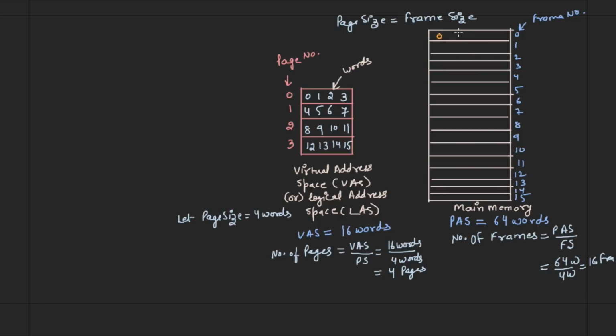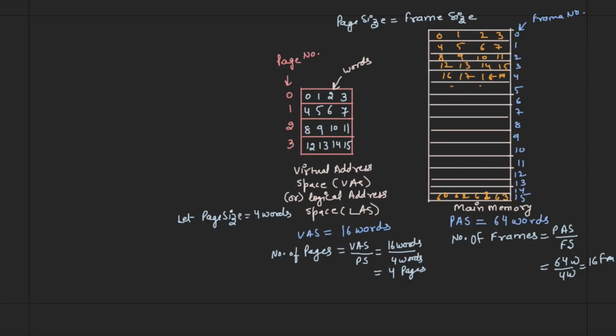Word number 0, 1, 2, 3, 4, 5, 6, 7, 8, 9, 10, 11, 12, 13, 14, 15, 16, 17, 18, and 19, and so on, up to 60, 61, 62, and 63. So these are the word numbers, right?